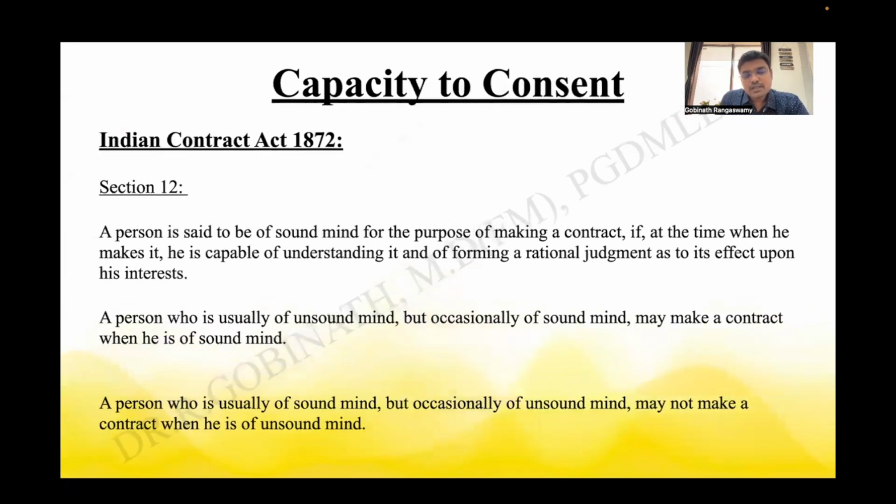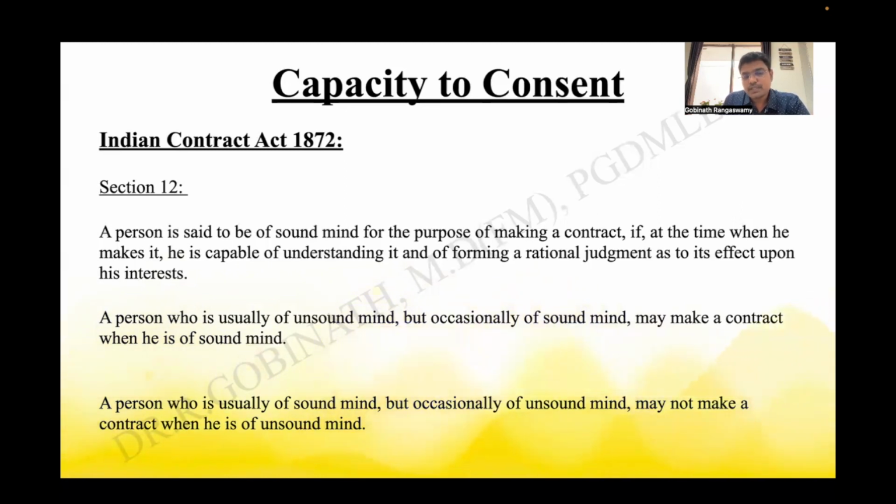Who is said to be of sound mind? Any person who can understand the purpose of making a contract at the time of making the contract, and is capable of understanding it and forming a rational judgment, is known as a person of sound mind. A person who is usually of unsound mind, but is of sound mind at the time of making the contract, then that particular consent is valid.